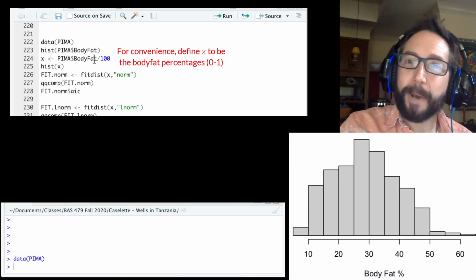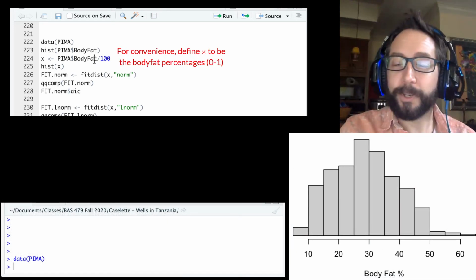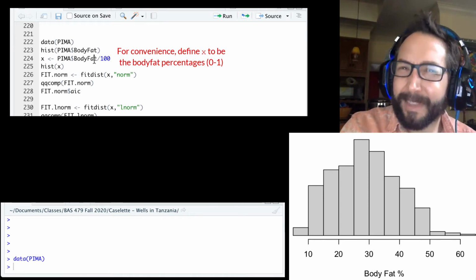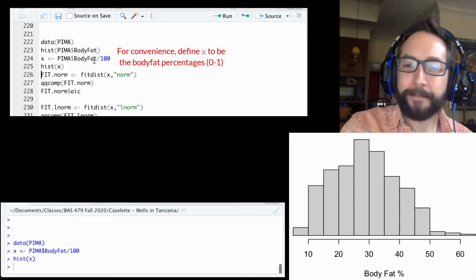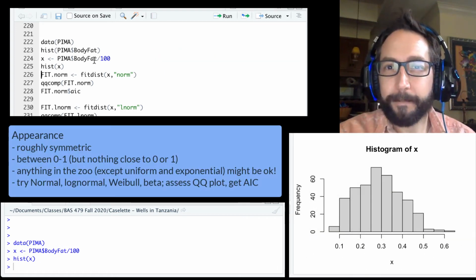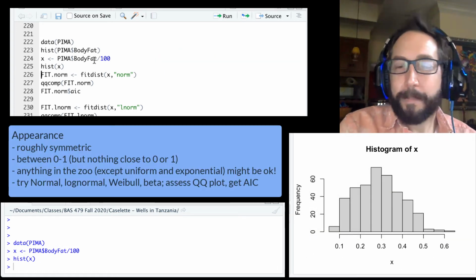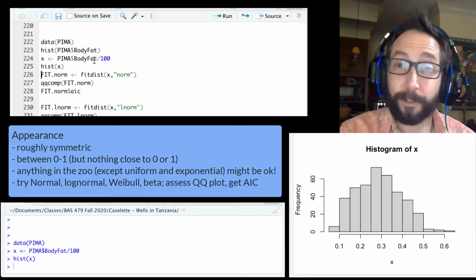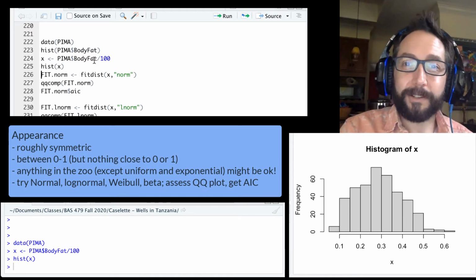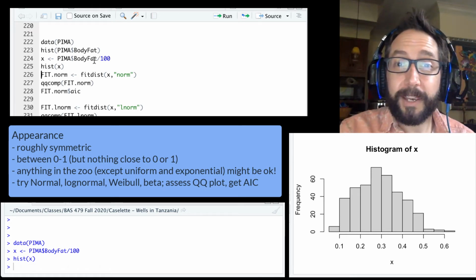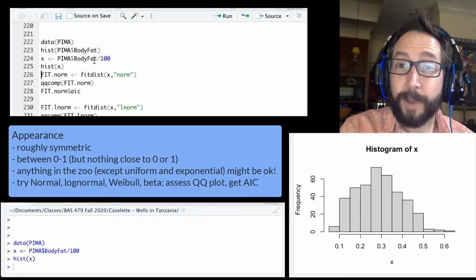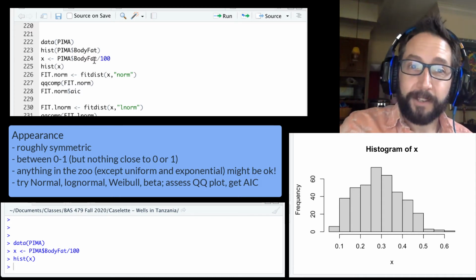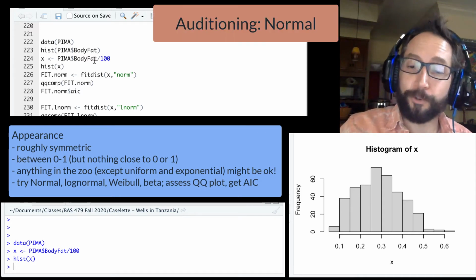So let's take out the body fat percentages, which right now go between 0 and 100, divide by 100 so that they go between 0 and 1, the beta distribution's natural domain. And here's what we see. So roughly symmetric. Maybe the normal distribution works okay. Maybe the beta is pretty good. Maybe some other alternative is going to be the best choice. So let's go through the distributions in the notorious zoo and see which one is going to be the most appropriate here. So let's start out with that normal distribution.